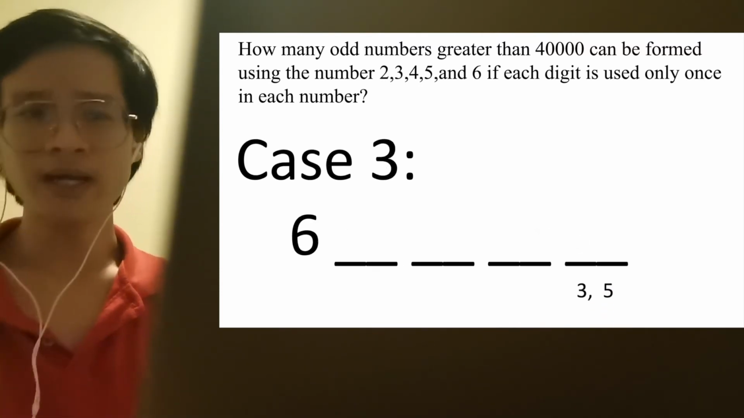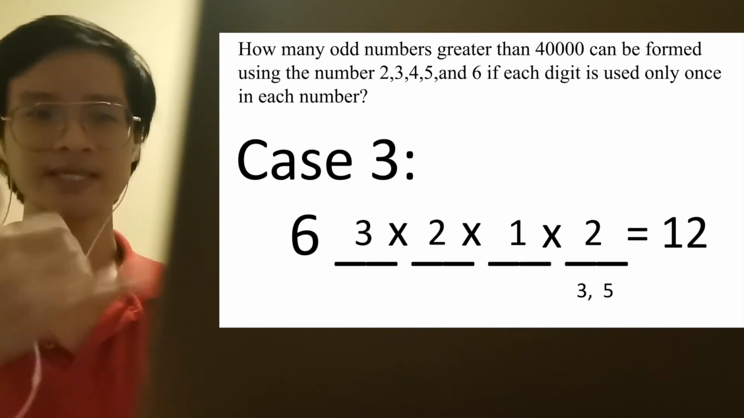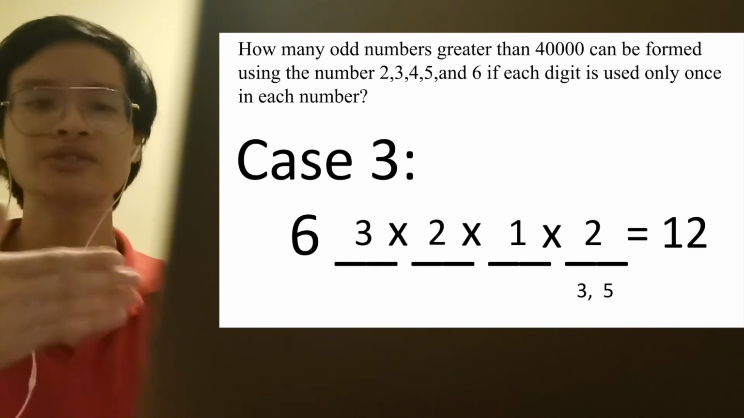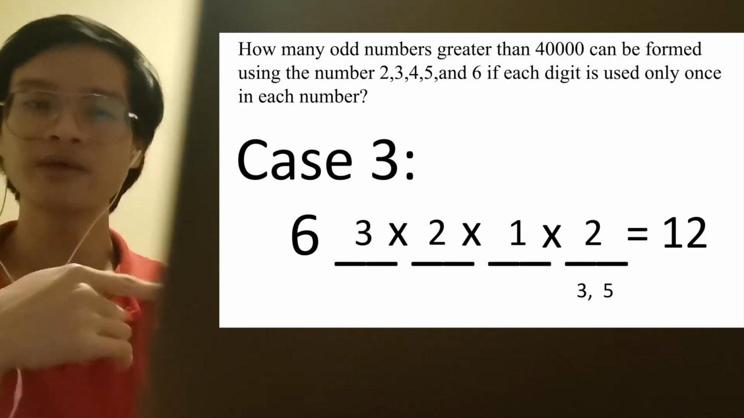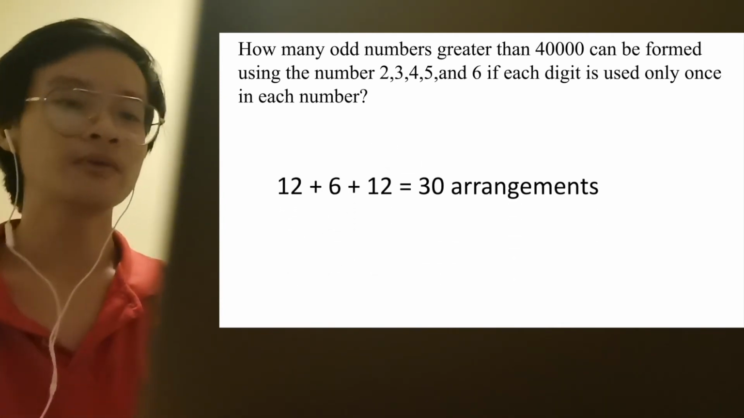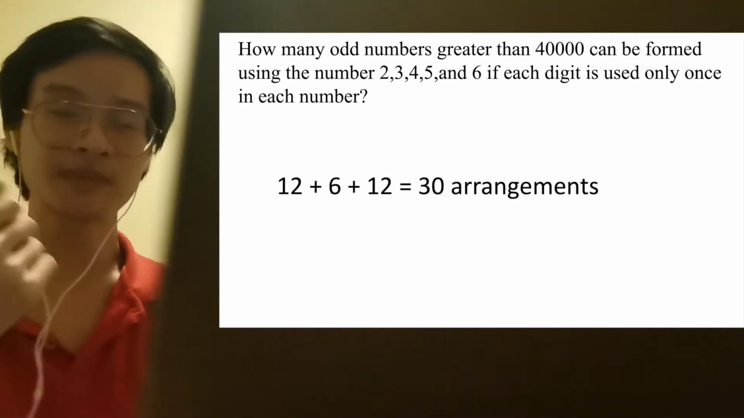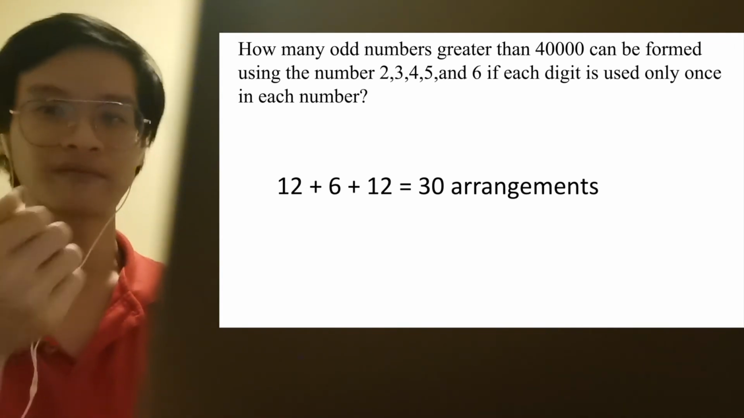Okay, you could work out the last case yourself, which is 6 something something something something. It should be the same as case 1, giving you 12 cases. And then you add them all up, 12 plus 6 plus 12. This gives you 30 different arrangements.